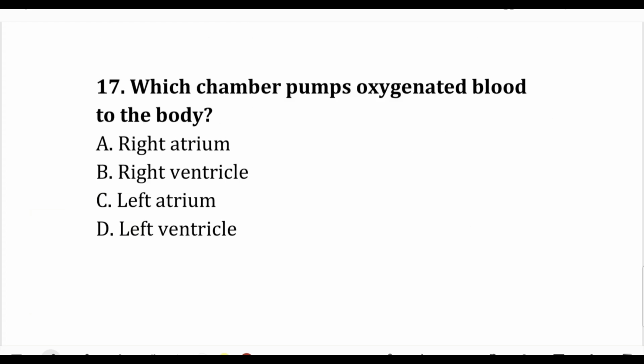Question number 17. Which chamber pumps oxygenated blood to the body? A. Right atrium, B. Right ventricle, C. Left atrium, D. Left ventricle. So the answer is left ventricle. The left ventricle is the strongest chamber of the heart. It pumps oxygenated blood into the aorta, which distributes it throughout the body.